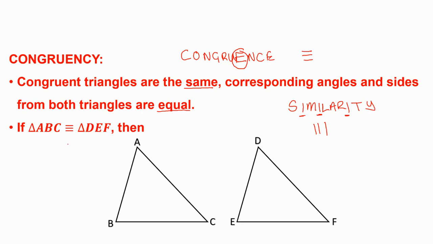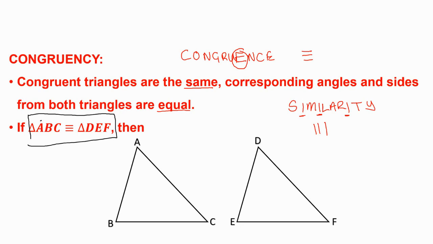Now let's go back to the question. If triangle ABC is congruent to triangle DEF, then what do we get from this statement, which is very, very important? Let me pick a different color, which is black. The slide is right here. This statement is very important: triangle ABC is congruent to triangle DEF.